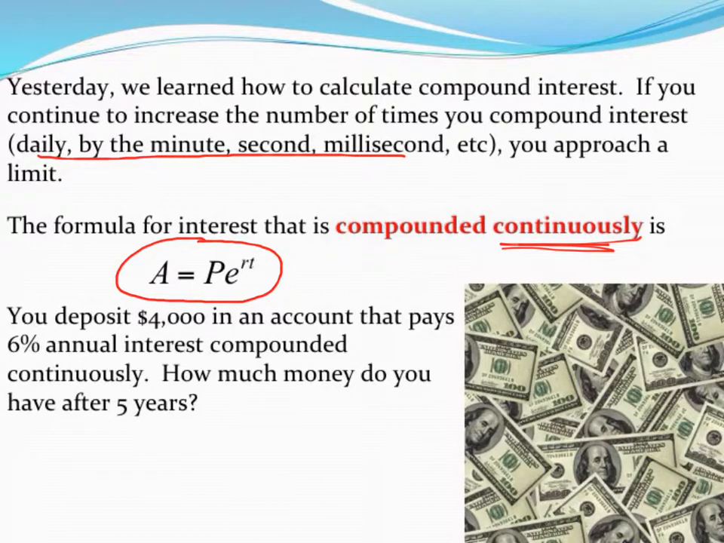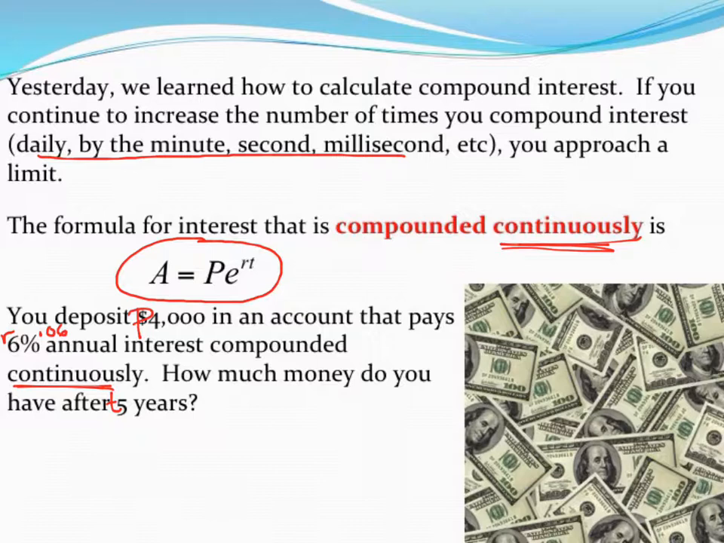So P is my principal. It's what I initially deposit. So that's that $4,000 I'm depositing. My interest rate is 6%. Remember, that always has to be expressed as a decimal, so I'm going to make that 0.06 for my problem. I'm compounding continuously. That's the key word. That tells you to use a completely separate equation. Don't use that old formula if they say continuously compounded interest. And then T is 5 years in this case.